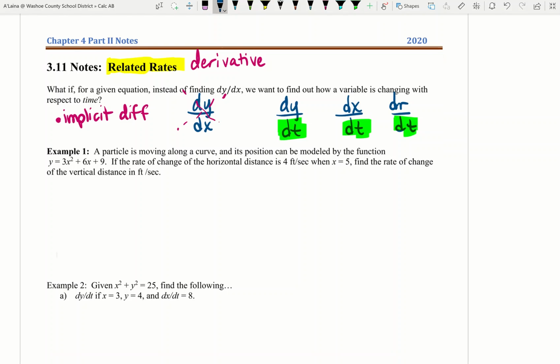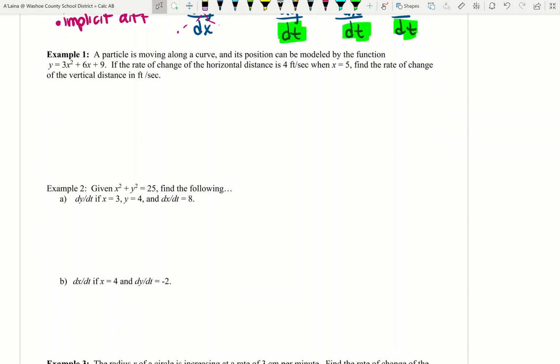So here's an example. Let's say a particle is moving along a curve, and its position can be modeled by this function, y equals blah. Notice that y and x are the variables. If the rate of change of the horizontal distance is 4 feet per second when x is 5, then find the rate of change of the vertical distance in feet per second.